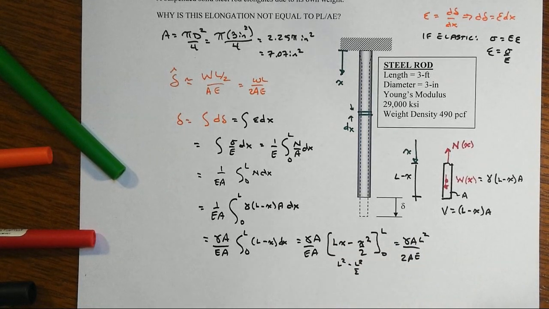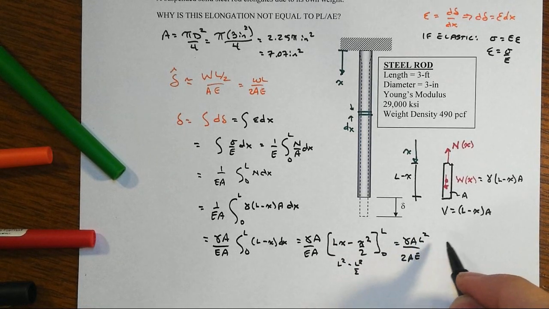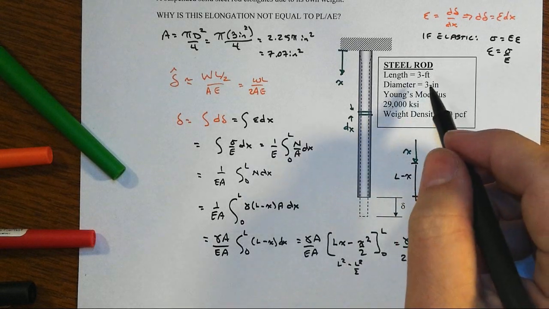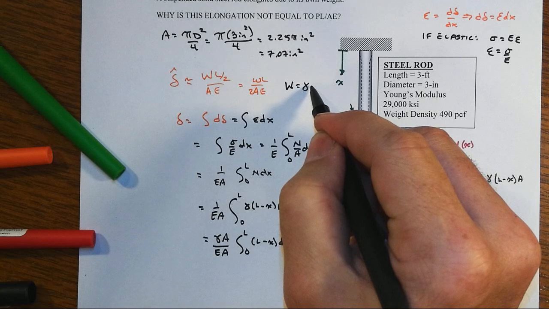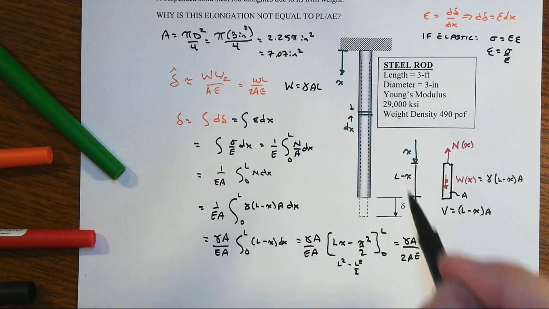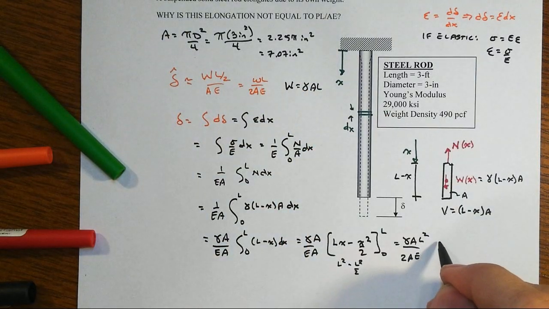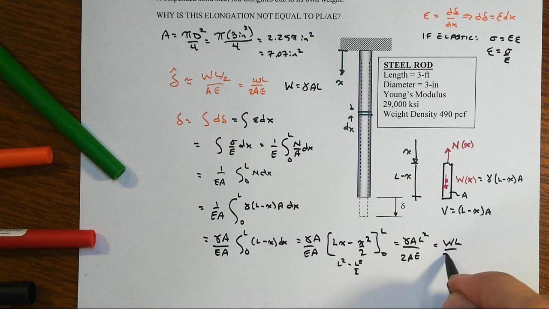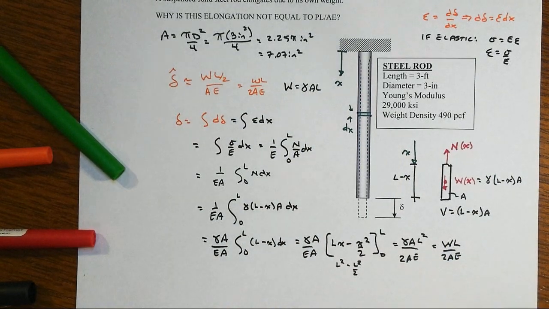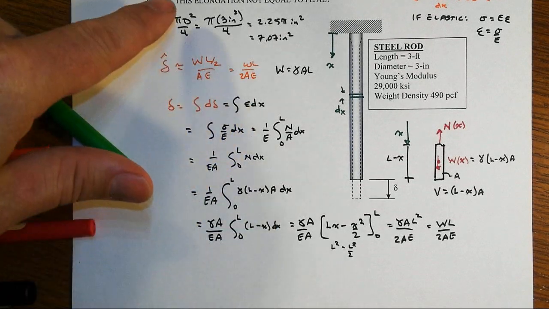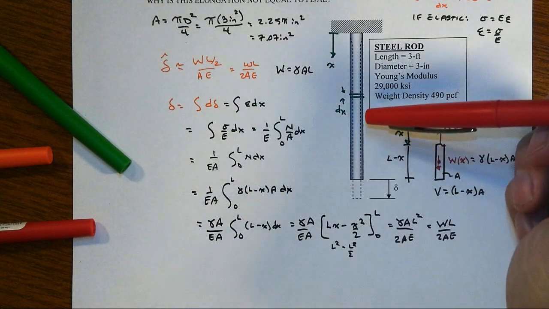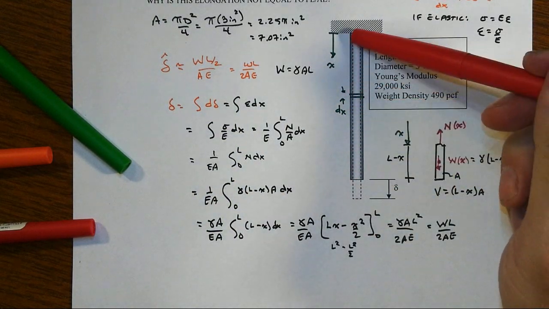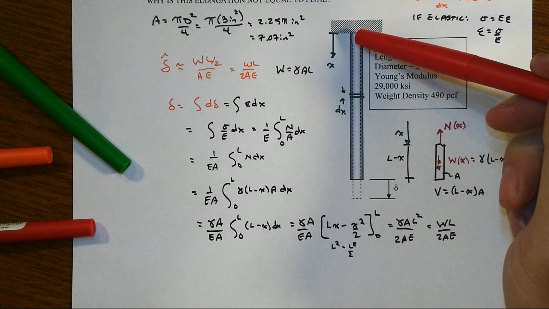Isn't that interesting? Because gamma AL is the total weight, right? Total weight back up in here, W equals the unit weight times the total volume. And so that would be equal to W times L over 2AE. How about that? That was actually exactly equal to my little approximation. That only happened because of the uniqueness that we have: a constant A, constant E, constant unit weight.